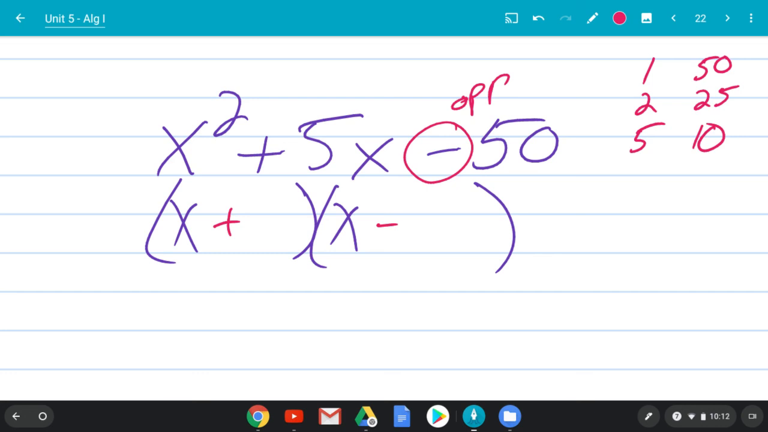Which of these come together to get me a 5? Larger number gets the sign from the middle. So the 10 has to be positive. Whoop, whoop. And that is factoring 101. You think you can handle it? Sure.